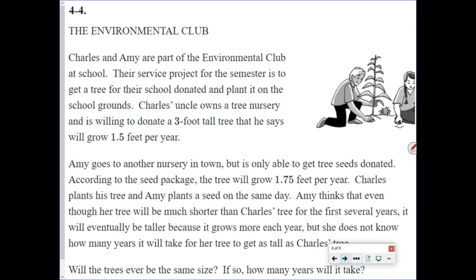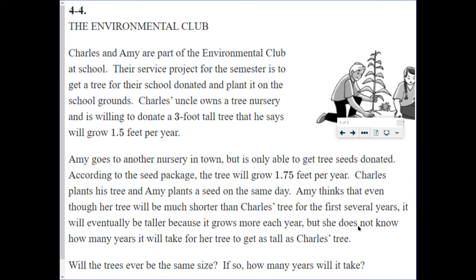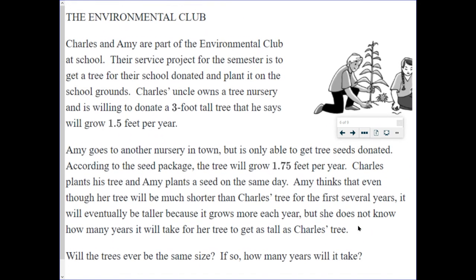Charles plants his tree and Amy plants a seed on the same day. Amy thinks that even though her tree will be much shorter than Charles' tree for the first several years, it will eventually be taller as it grows more each year. But she does not know how many years it will take for her tree to get as tall as Charles' tree. Will the trees ever be the same size? If so, how many years will it take? Okay, so that's the problem.